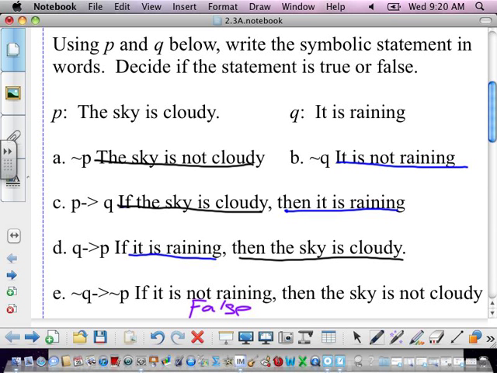Let's take this back one step. If the sky is cloudy, is it raining? Is that a true statement? No, this is false. What about if it's raining? Is the sky cloudy? Sometimes you can see the sun shining through it, but there are clouds up there.